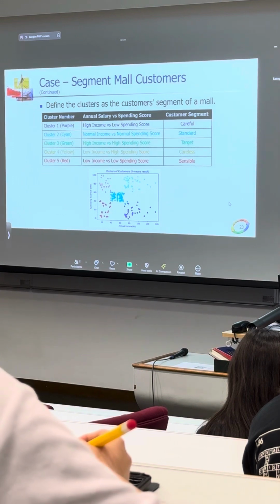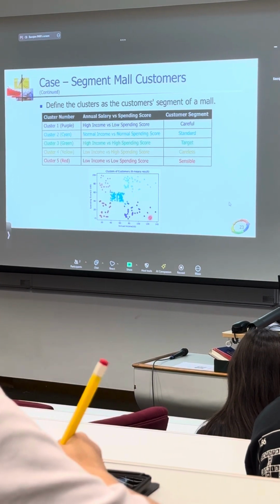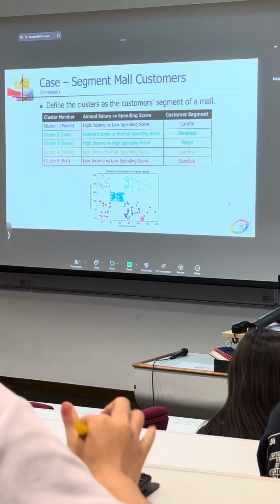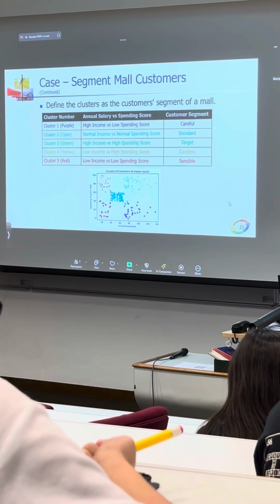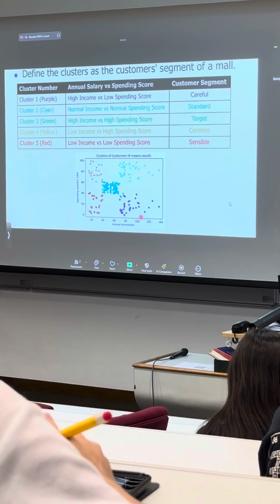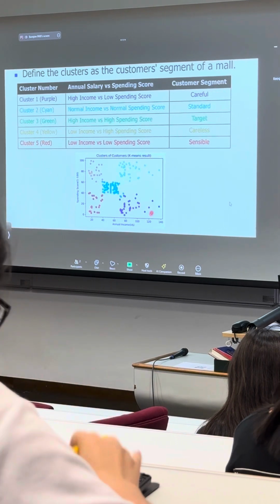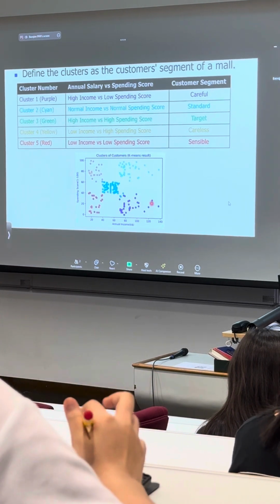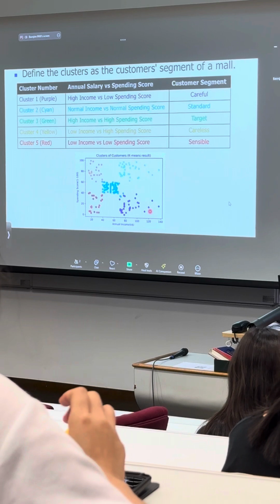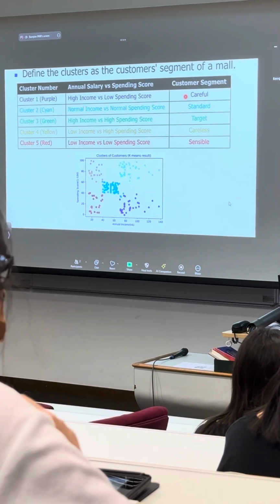So let's try to name our groups. Let's look at the purple data first. This is the purple cluster. It has a large value on annual income and a small value on spending. That means this group of people are rich, but they do not spend a lot. So we can call this group the careful customers.